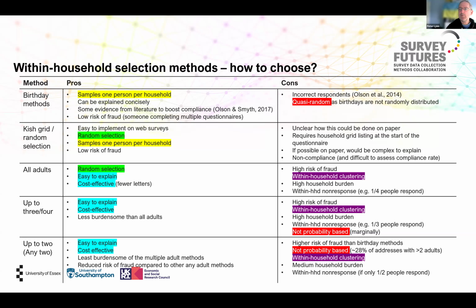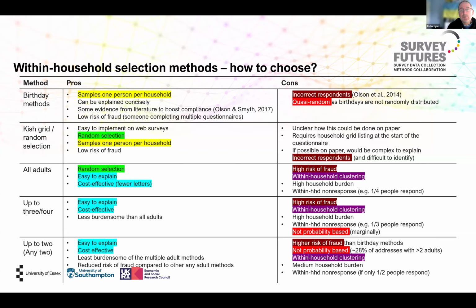Next thing, highlighted in turquoise this time, is that there are some differences in terms of how easy or difficult it might be to explain some of these methods. The up to 2 or up to 3 are actually very easy to explain. There's no complex selection mechanism that people have to go through. And as I've already alluded to, they can be quite cost effective because you can get 2 or 3 respondents effectively for the price of one mailing. So that's one thing they do have in their favor.